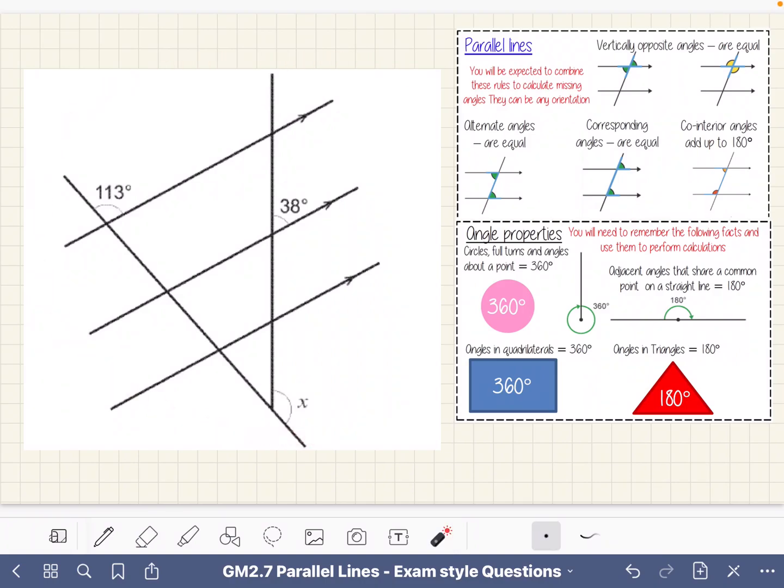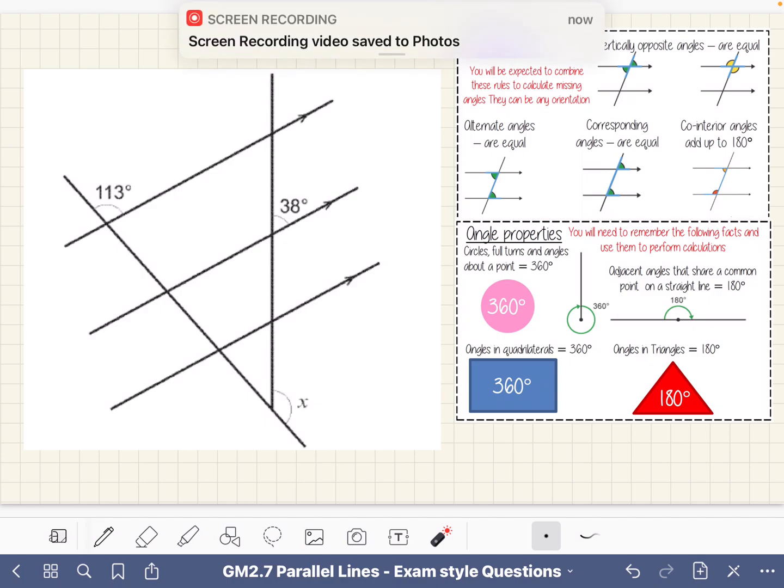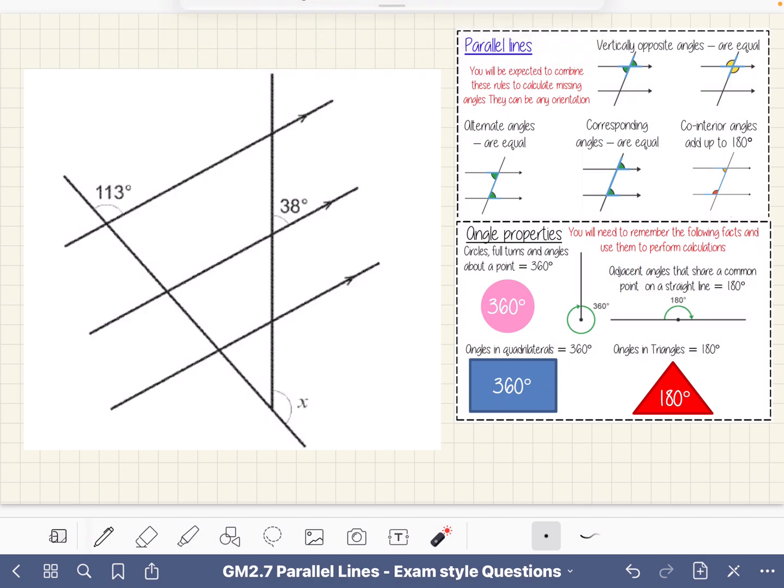This is an example of an exam-style parallel lines question. When you are doing these types of questions, you are likely going to need to draw on all of your understanding about angle facts. You will need to know the rules about parallel lines.